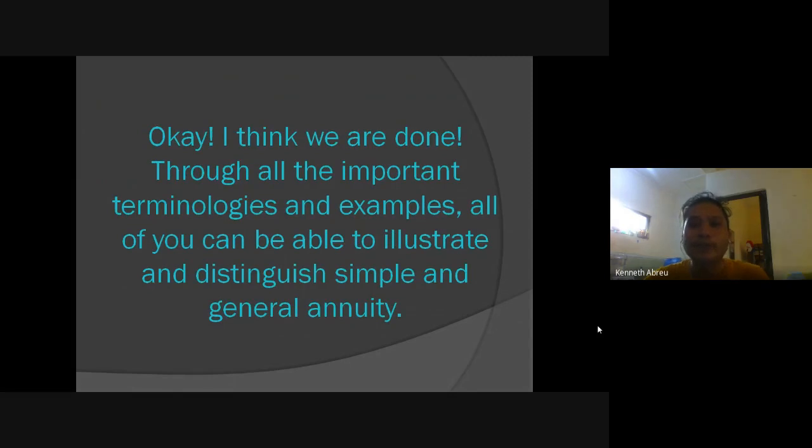So I think we are done through all the important terminologies and examples. All of you should now be able to illustrate and distinguish simple and general annuity.